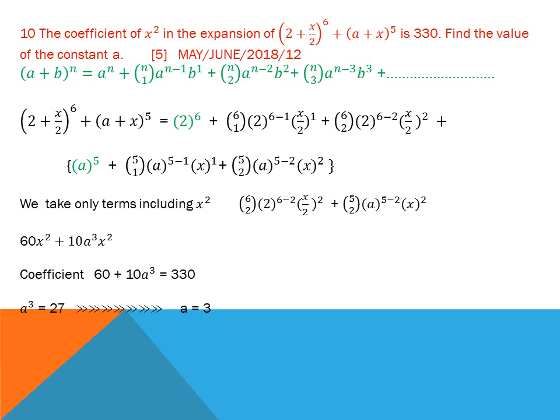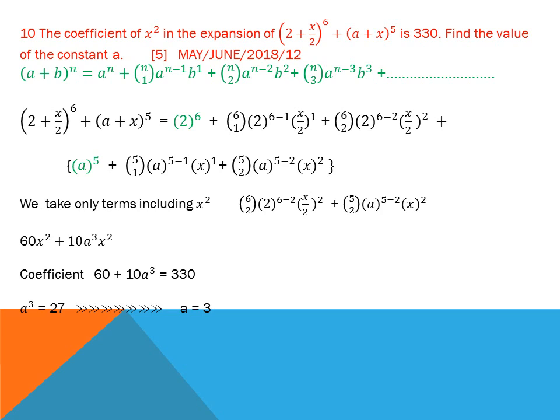Question number 10. The coefficient of x square in the expansion of this, (2 + x over 2) times (2 + a + x)^5, is 330. It means we need only the term x square here because the coefficient of x square is given. So we need only the terms including x square here. First I expand (2 + x over 2)^6, 2 power 6 plus 6C1 and so on. I need only 3 terms here because term number 3 includes x square here.